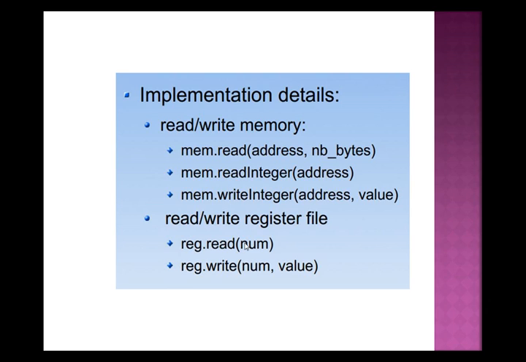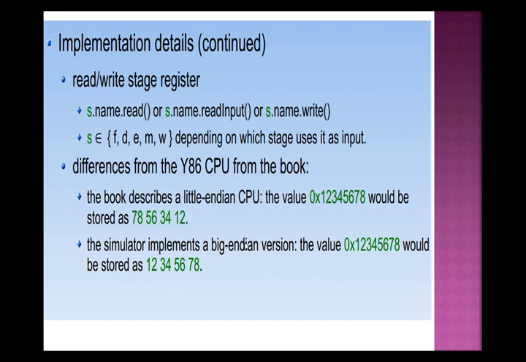Then these are the additional registers that are required. Next one is the read-write stage register. So till now we have covered two things, the read-write register file and the read-write memory. Next is the read-write stage register, which is accessed using s.name.read with parentheses, or s.name.write. We can either read or write: read the data from the stage register or write data into it.